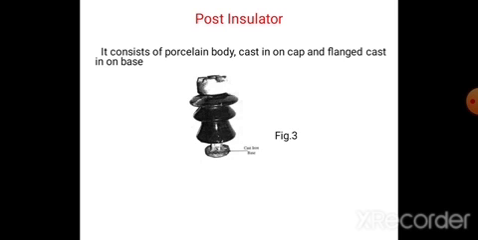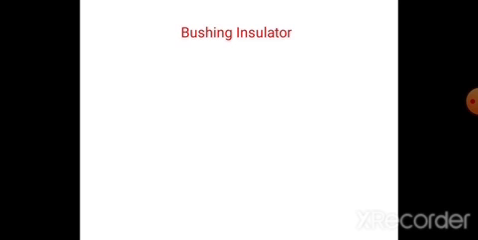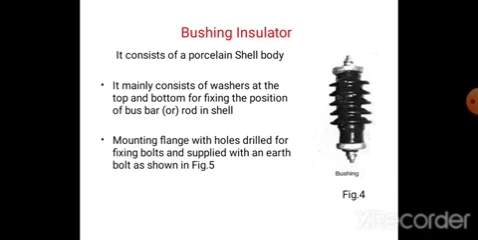The post insulator consists of a porcelain body, a cast iron cap and a flanged cast iron base. This type of insulator is directly connected to the bus bar. Then bushing insulators: they consist of a porcelain shield body, with a washer at the top and bottom for fixing the position of the bus bars. On mounting, a flange with holes is drilled for fixing bolts and supplied with earth bolts.